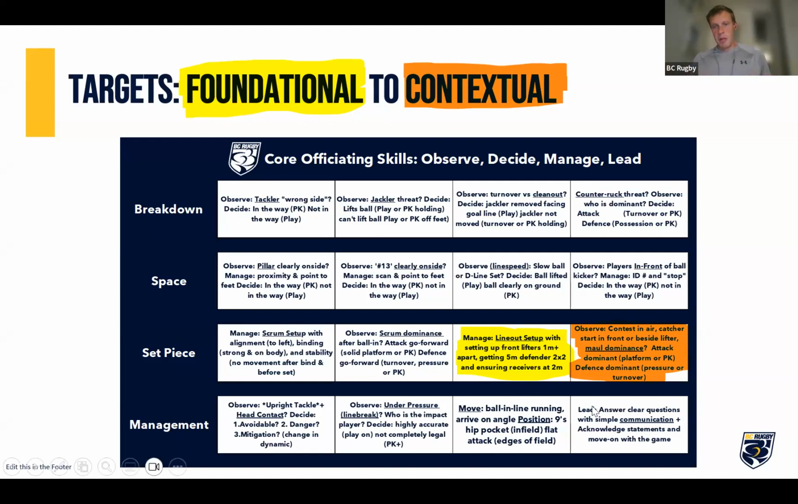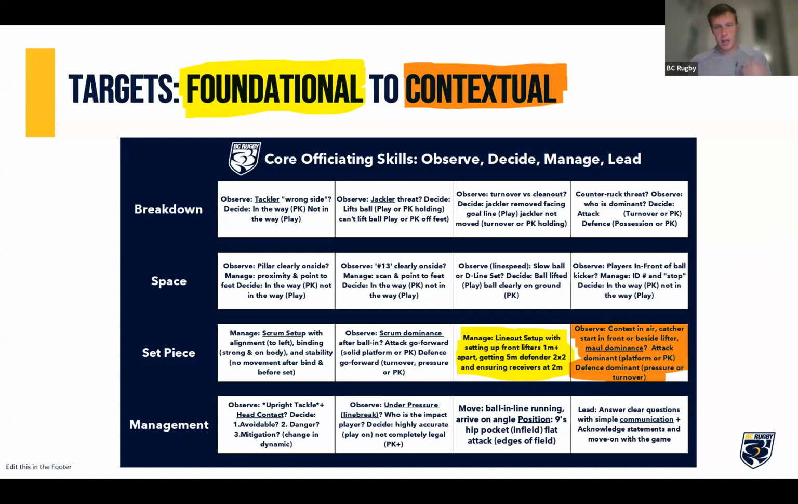So they've got that 1 meter plus, and I put 1 meter plus because teams generally step in. So if we can get a little bit more than a meter to start, that's pretty helpful. Getting that defender 2 and 2, especially at developmental levels of rugby, where sometimes players don't know they have to be there.